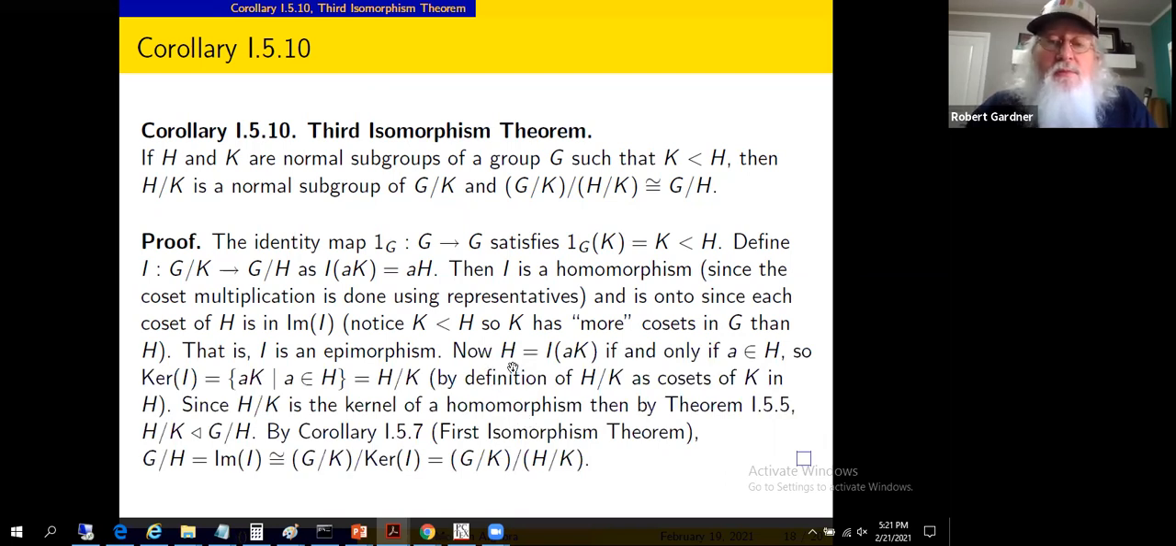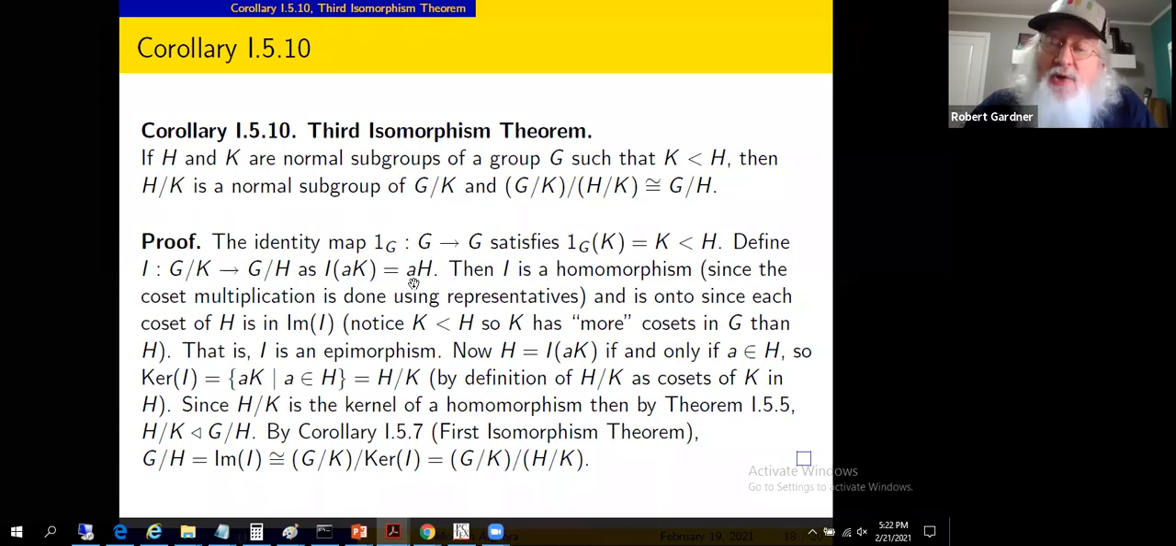H equals I of AK if and only if A is in H, because I of AK is AH. AH equals H if and only if A is in H. So that's the reasoning for that. Write out what I of AK is. It's AH. And that reduces to H itself when H can absorb the A, and it can do that when and only when A is an element of H. So that's the claim there.